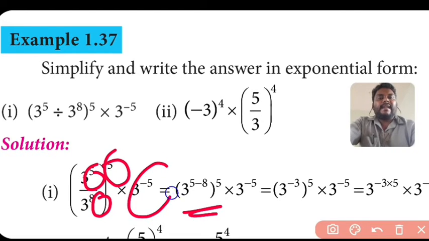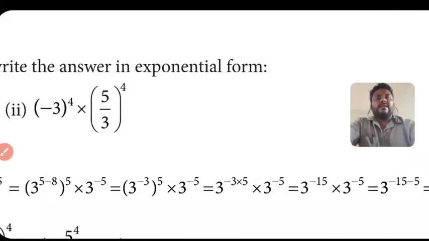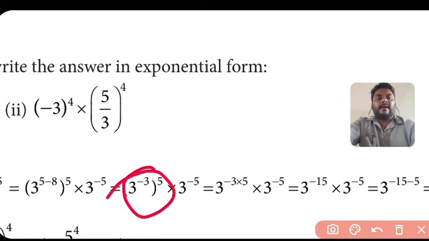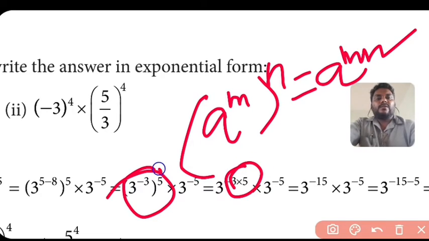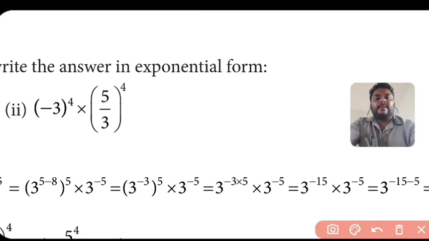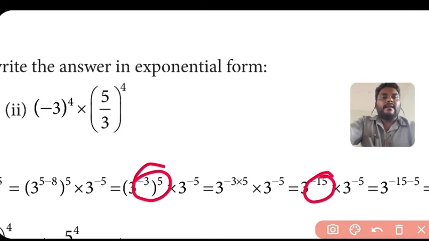We write 3 power minus 5 as it is. Next, 5 minus 8 is minus 3, so it is (3 power minus 3) whole power 5 into 3 power minus 5. Here I used the power law: (a power m) whole power n equals a power m into n, so you multiply the powers. Minus 3 into 5 is minus 15, so 3 power minus 15 into 3 power minus 5.